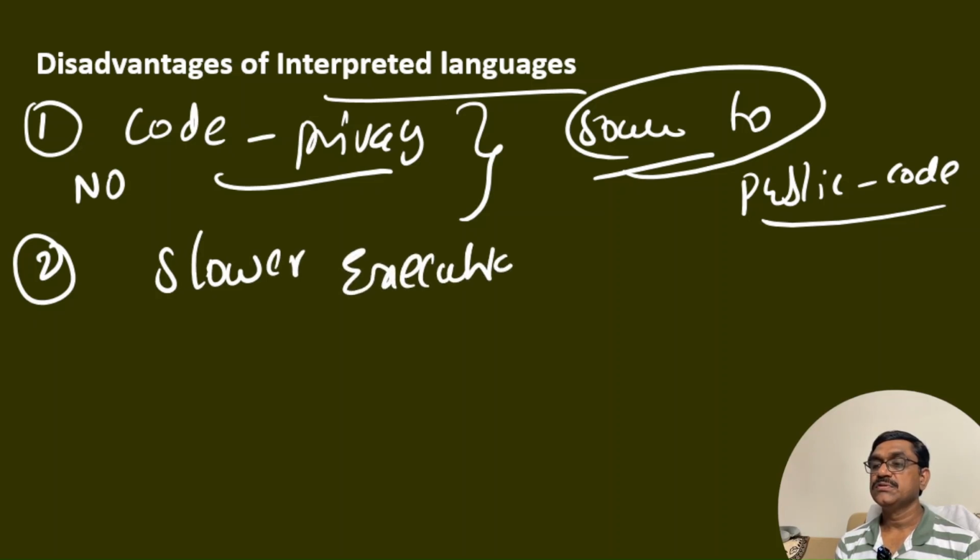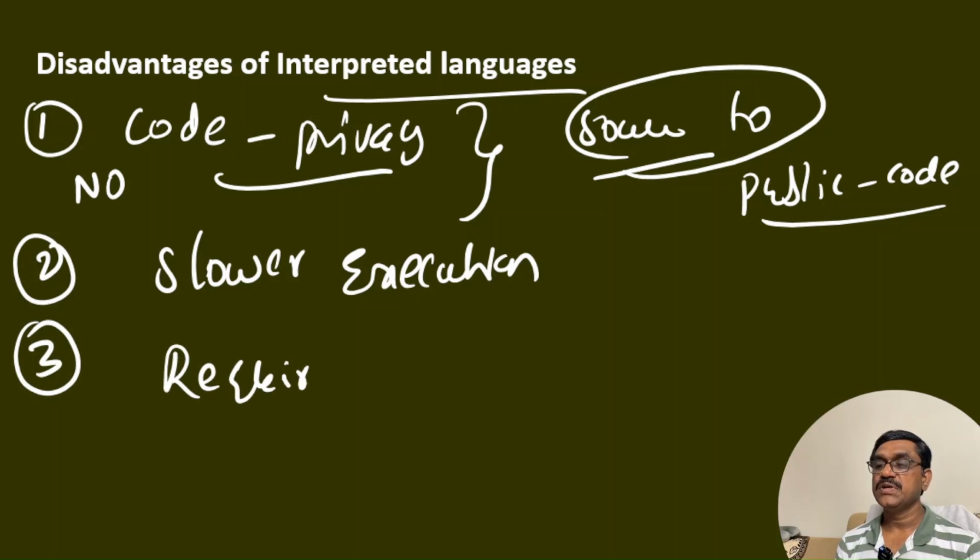Slower execution. Why slower? Because the conversion, even though it is at runtime, is done line by line. It takes the first line and converts it into an executable part, then the second line. That's why it is somewhat slower in execution. And the third one is that every machine requires an interpreter. That is the main problem.